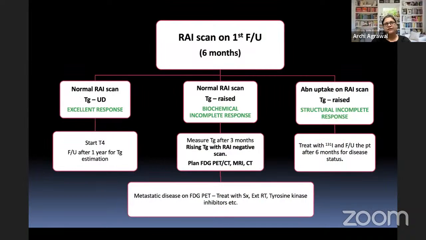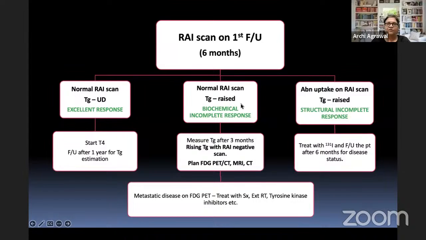So once we have done a scan at 6 months follow-up, we can have a normal radioactive iodine scan, and the TG can be undetected or maybe less than 1 nanogram per ml. So this is excellent response. A stimulated TG of less than 1 nanogram per ml, excellent response. So we just start the patient on T4 and follow the patient yearly for a TG estimation. The other category would be abnormal uptake on a radioactive iodine scan, and the TG is raised. So we know that this is structural incomplete response, and this patient would need to be treated again with radioactive iodine and then followed up subsequently.